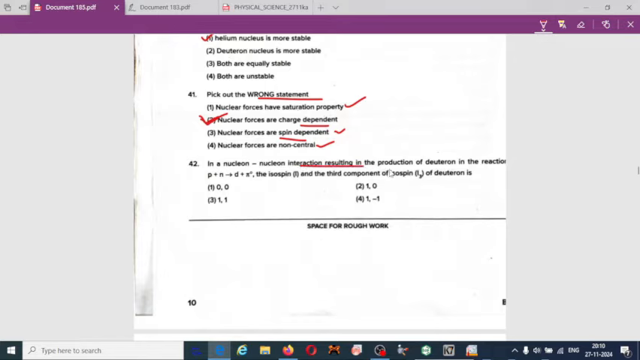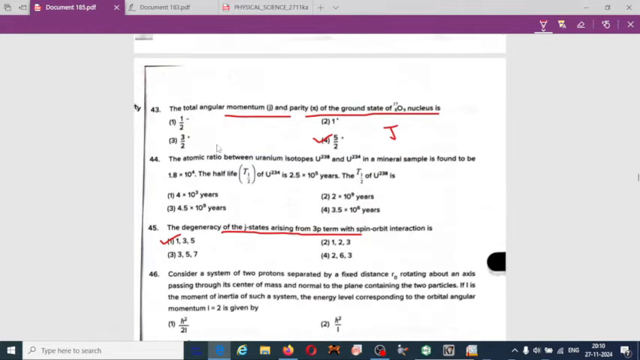Nucleon-nucleon interaction resulting in the production of deuteron in the reaction p plus n. The isospin I and the third component of isospin of deuteron, option 2 is correct. Total angular momentum J and parity of the ground state oxygen nucleus: in the previous video I already explained, 5 by 2 plus.